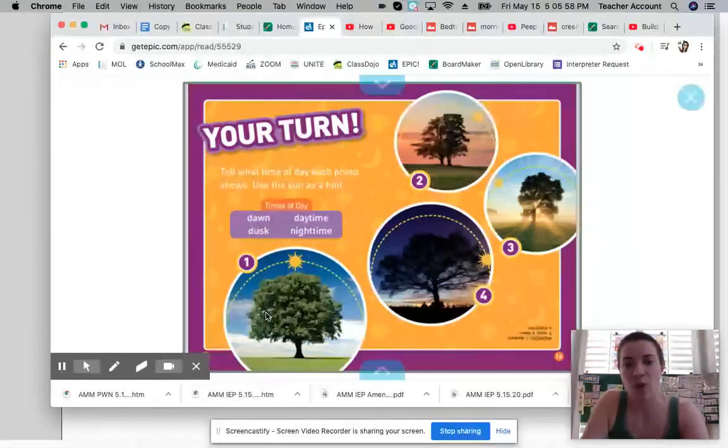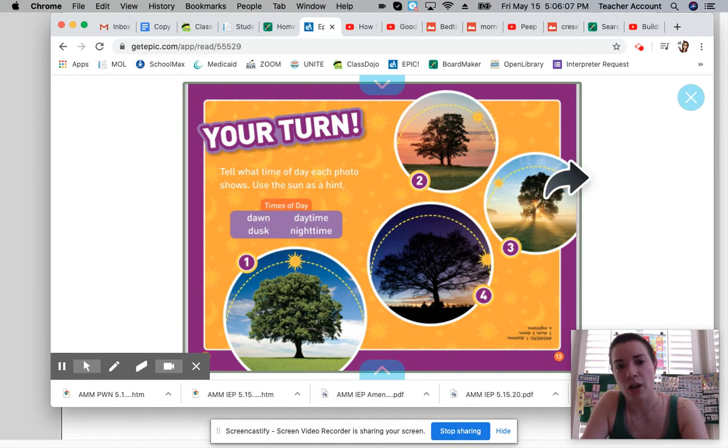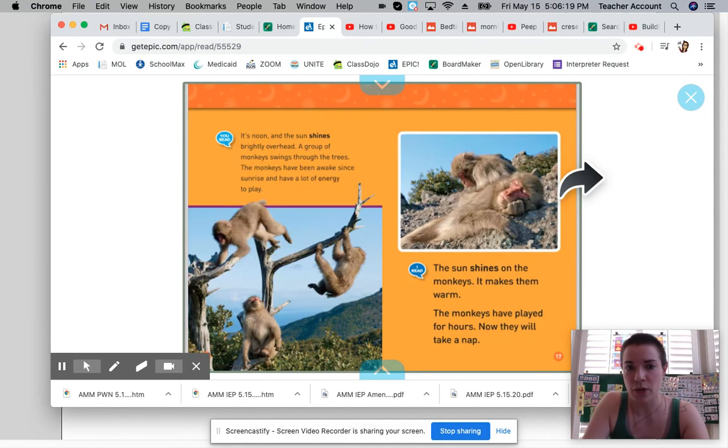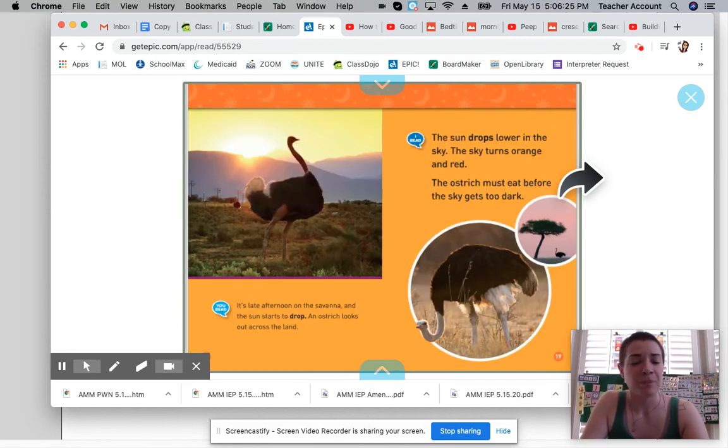But you'll see we also have nighttime, and we have sunrise, which we could also call dawn, and then sunset is dusk. So I know this is a little bit more complicated, so this is definitely an extension activity. But this keeps going and shows you animals that live in the ocean. It shows you animals that are out in nature, what they're doing. So there's a lot of fun things that you can do with this book.